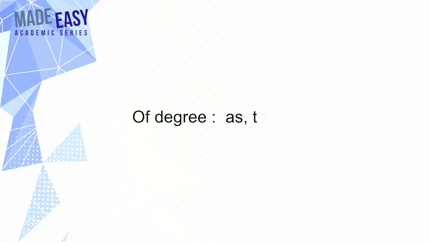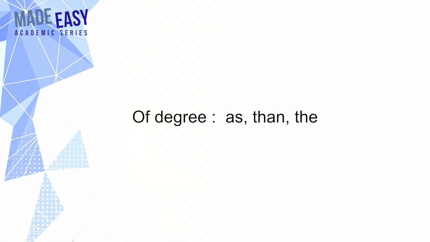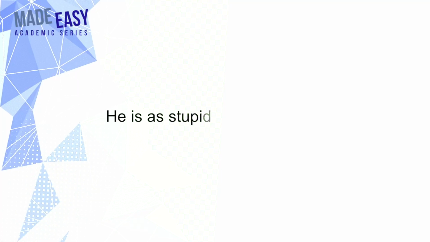Now the last type is adverb clause of degree. The words that you can expect are as, than, the, etc. So these words give you a degree of comparison. For example, he is as stupid as she is proud. See, there is a comparison involved, and these words indicate a degree between the two comparisons. He is as stupid as she is proud.